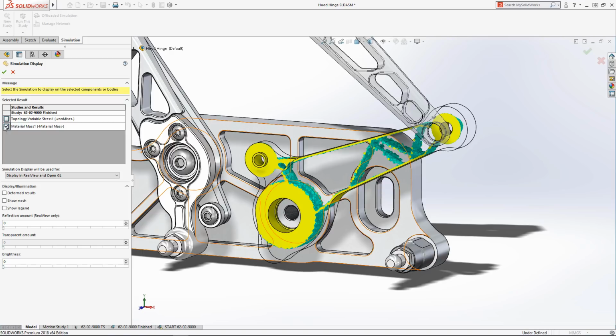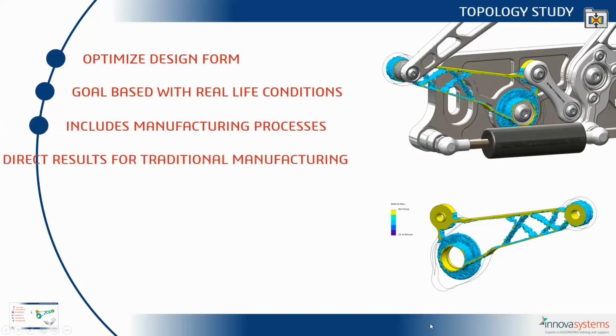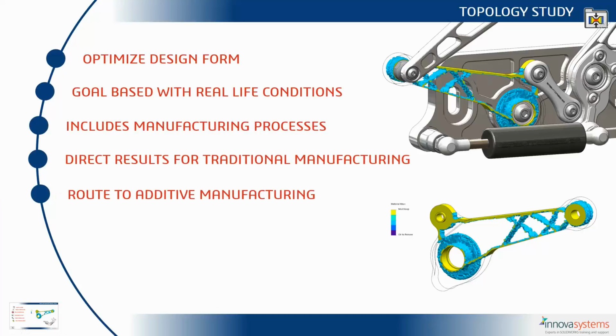So, topology study allows us to optimize design form, it's goal-based with real-life conditions, it includes manufacturing processes, alternatively, direct results are available for traditional manufacturing, or you can use the route to additive manufacturing.